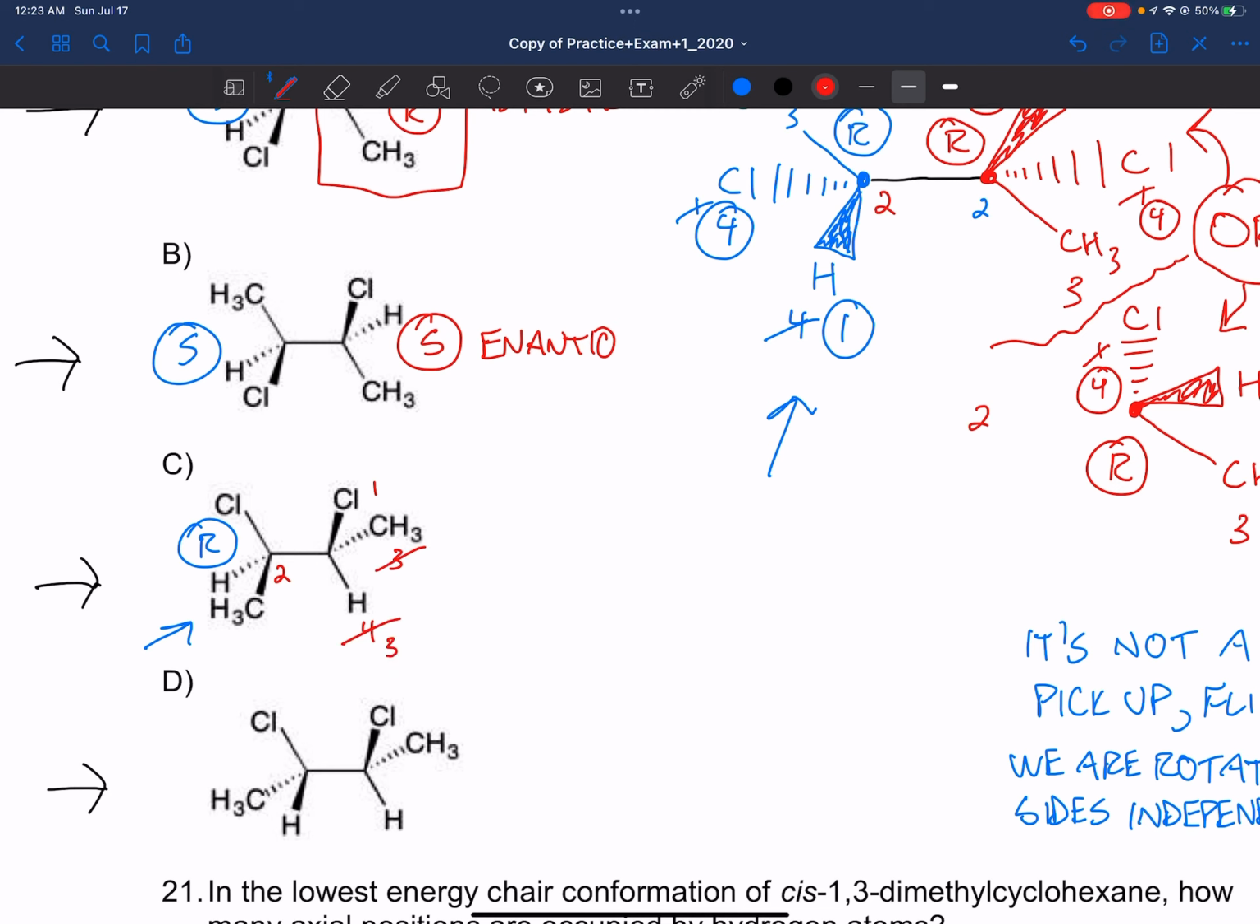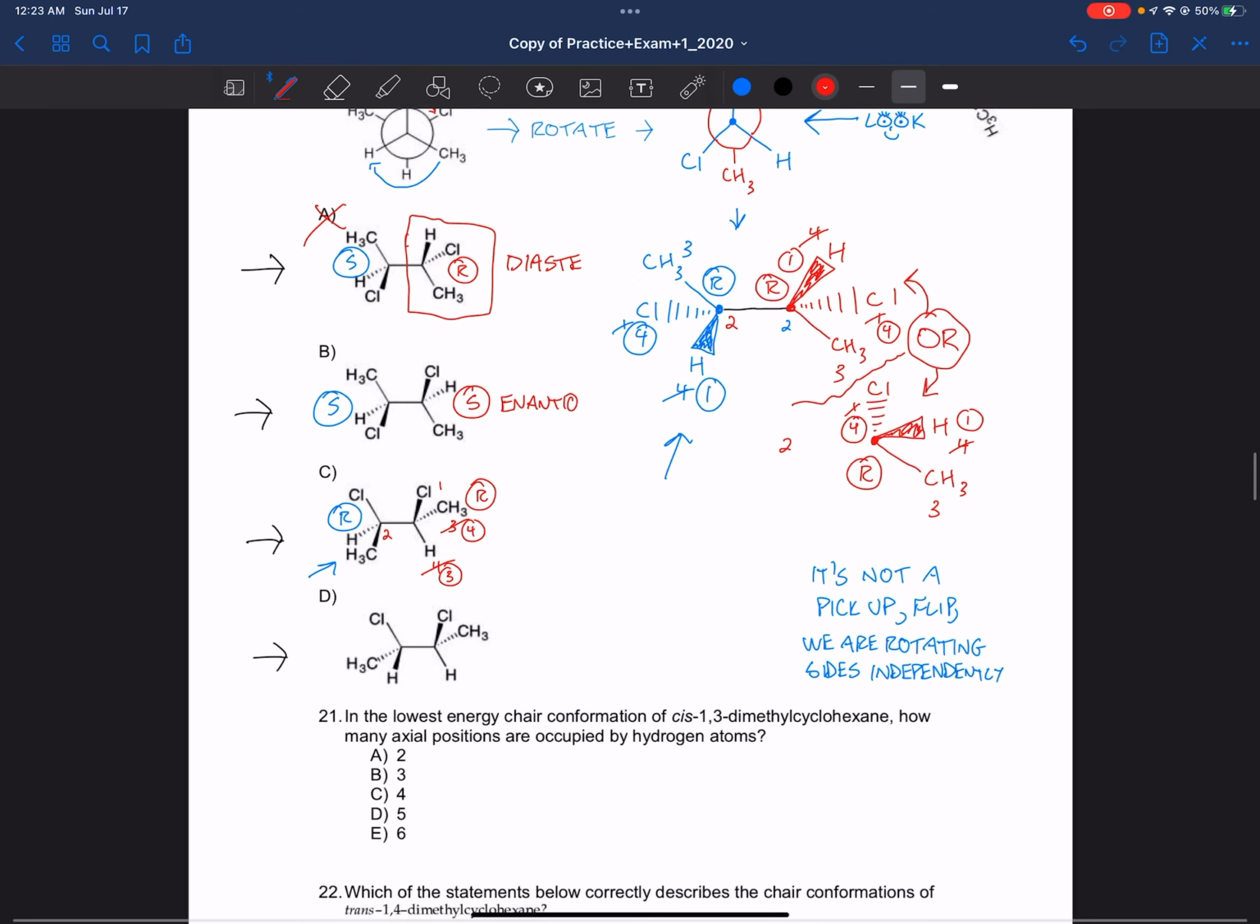So we're going to put our 3 here, and we're going to put our 4 here, and then we can draw our arrow from 1 to 2 to 3. We're going to the left, which is S, but we made an interchange, so we know this is going to be R. So there you go. This is the identical compound to what we're looking for, okay? This we ruled out. But let's rule out D.